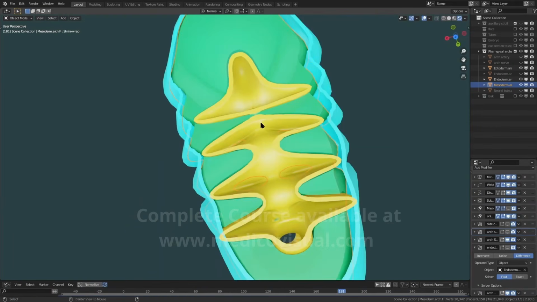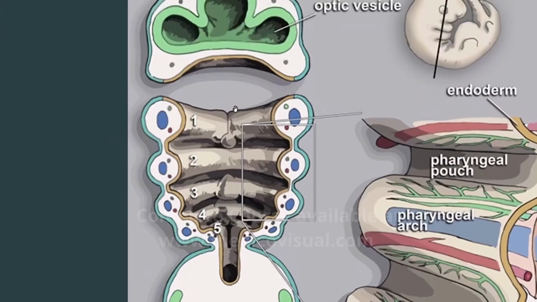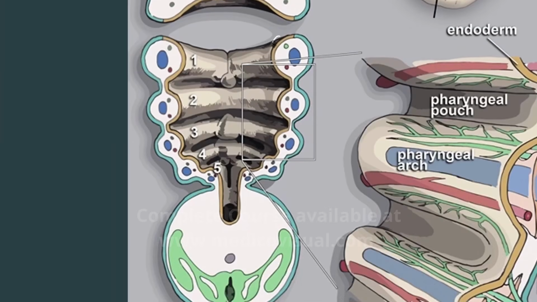So if we see in a diagram, so here is the diagram. Let's focus here. So here is the pharyngeal arch. This is, let's suppose, first pharyngeal arch. On the inner side it is lined by endoderm, on the outer side it is lined by ectoderm, and from the outside if we look, here is the pharyngeal cleft, first pharyngeal cleft, and if we look from the inner side, here is the first pharyngeal pouch.